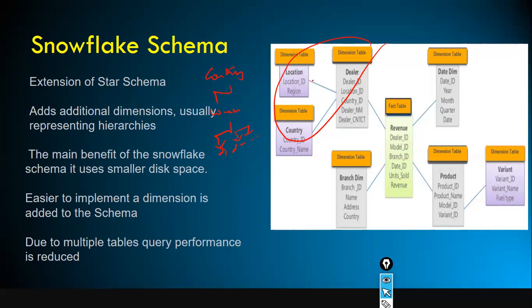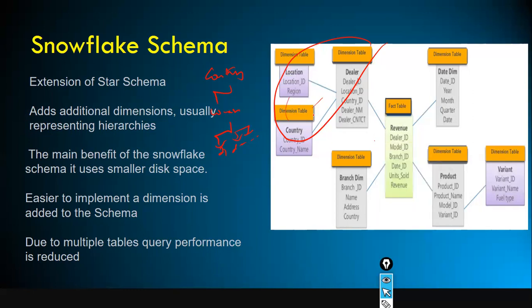With the Snowflake schema there are some advantages, but disadvantages also, because you need to join multiple tables. For example, if you wanted to find the units sold or the revenue by location, these two tables, the dimension and the fact table, are not directly related. And if I ask you for sales by country, by location, by dealer, you need to join multiple tables.